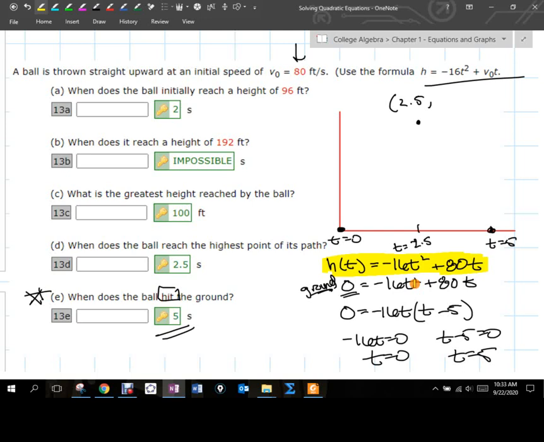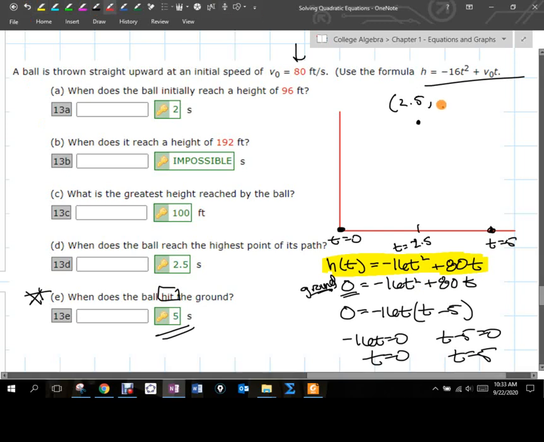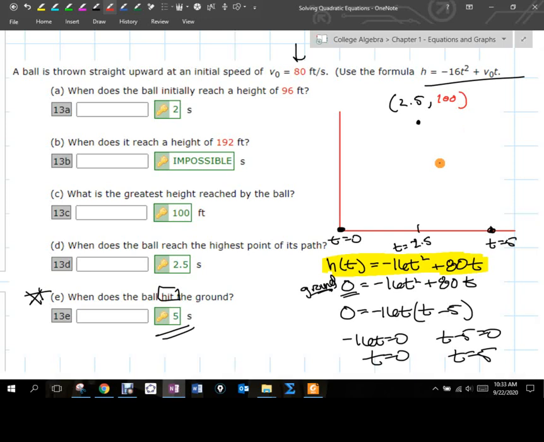I plug that into my height function, and it gives me the height at 2.5, which in this case is 100. Okay? So it's negative 16 times 2.5 squared plus 80 times 2.5. And you evaluate that, it gives you 100. Okay, so that's my graph.